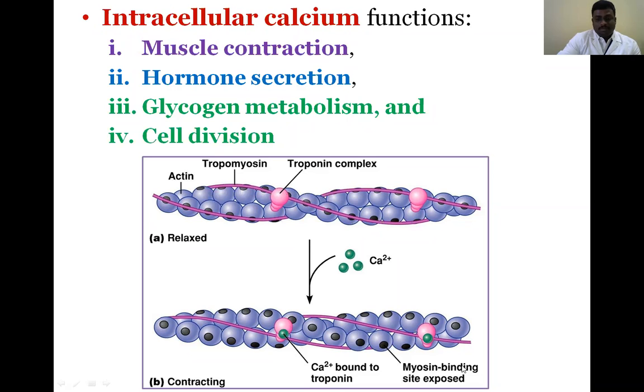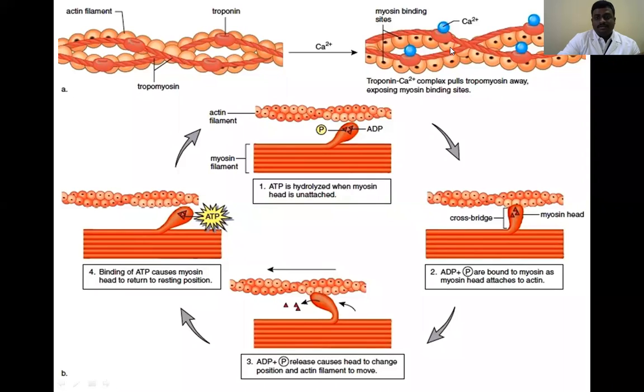Then the myosin binding sites are exposed for binding with the myosin filament. Here is another image. When the sites are exposed, the myosin immediately binds to the active site on the actin. Then it transports energy to the actin filaments, and muscle contraction takes place. So this is about muscle contraction and the role of calcium.